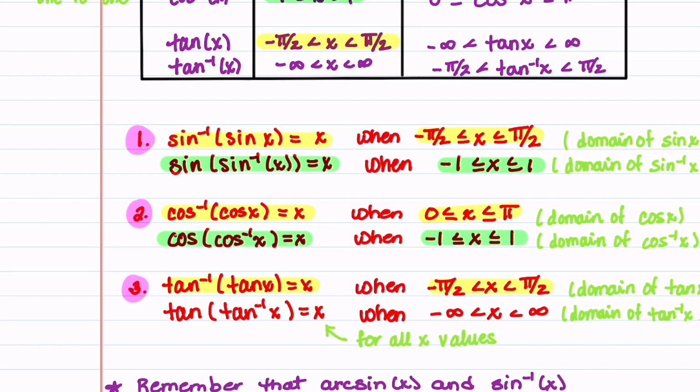Likewise, inverse tan has a domain between minus infinity and infinity, so for all real numbers, so this cancellation equation will be valid for all real numbers. When we go through the example problems, we'll see how all of this works.